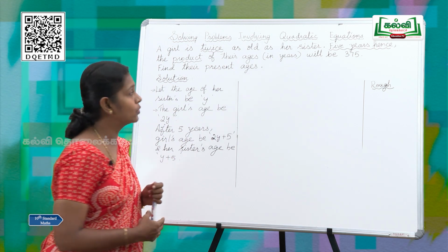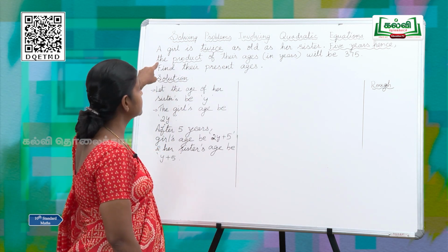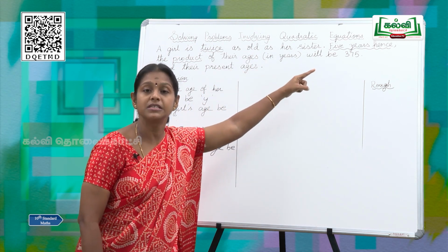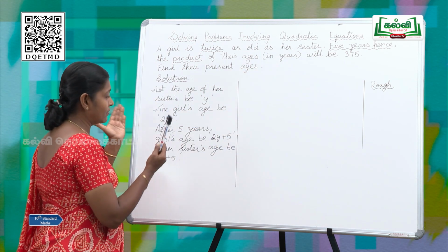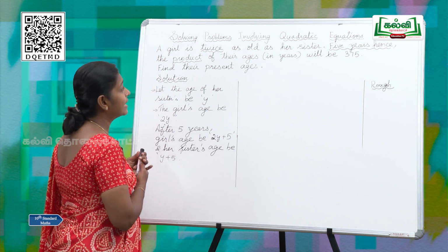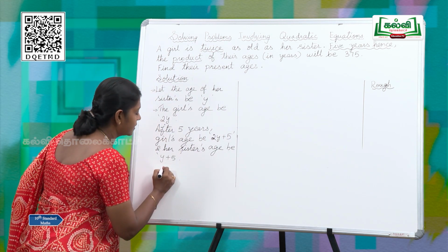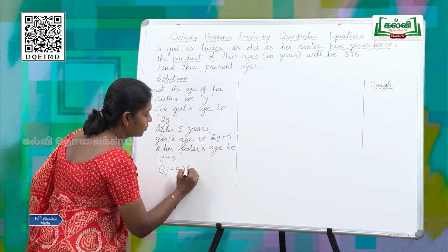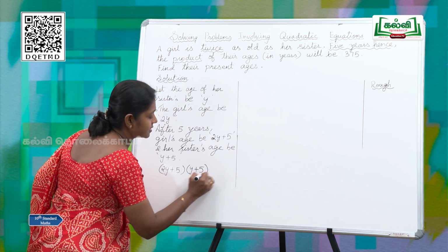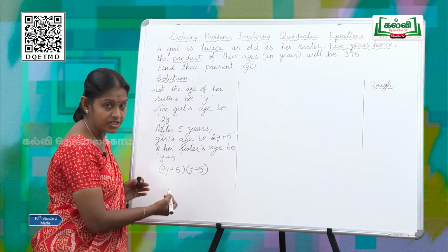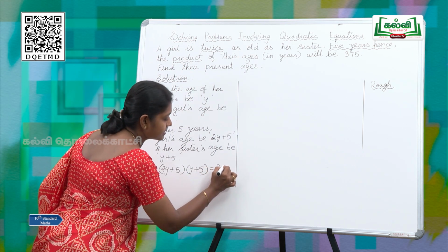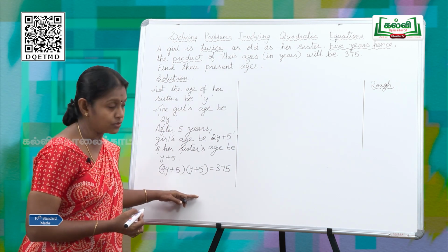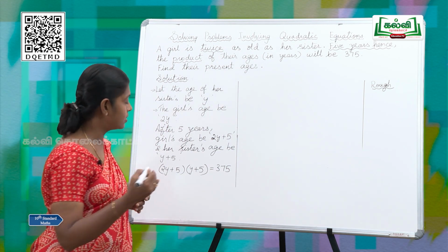And what is the next clue in the question? After 5 years, the product of their ages will be 375. That is why we have to multiply, the product of their ages. That means the girl's age into her sister's age. So, the product of these two ages will be 375. By using these clues, we are going to make the quadratic equation.